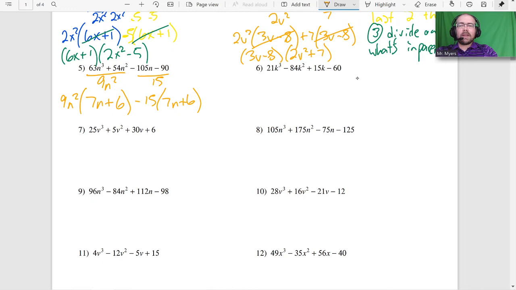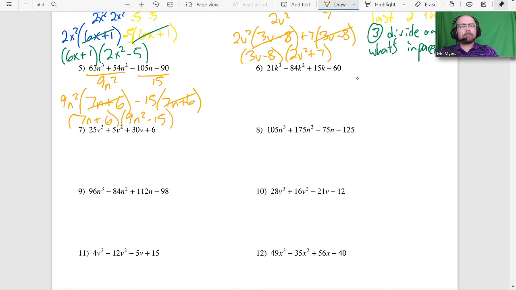Well, then look at that. They are the same, which is supposed to happen because this is a factoring by grouping worksheet. So then we do that. We get 9n squared minus 15. And we're done. All right, that one had some crazy numbers on it. Let's see about number 6 here.